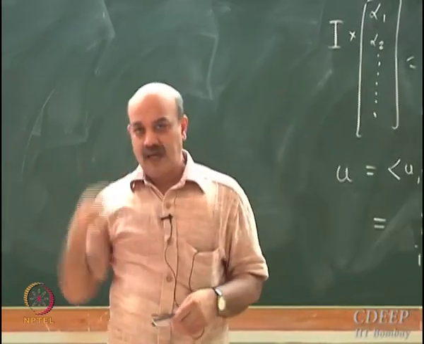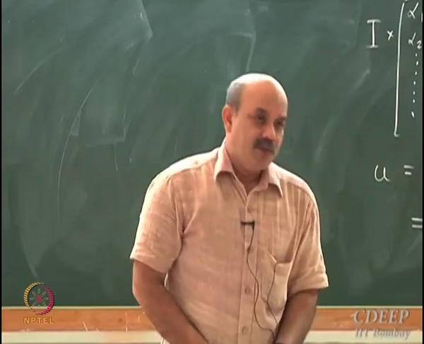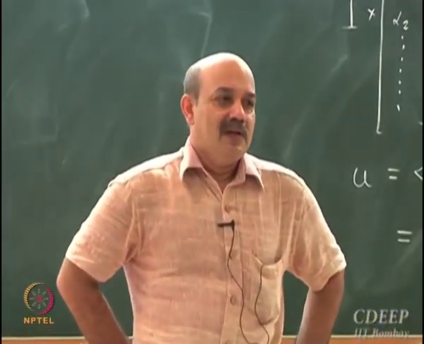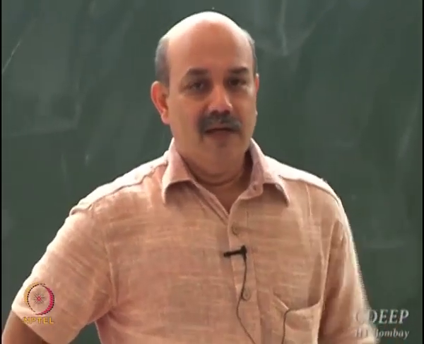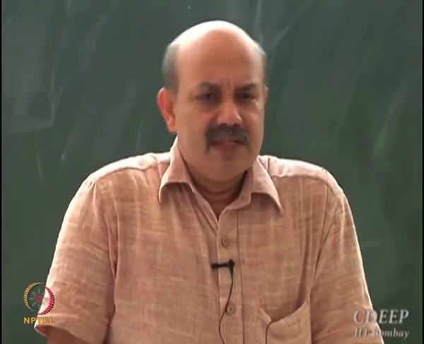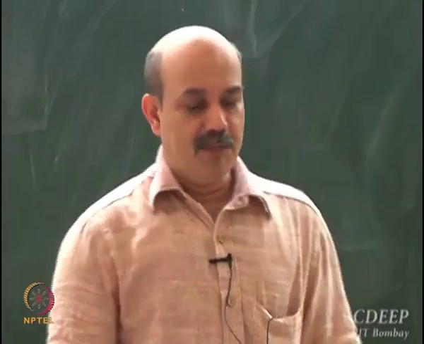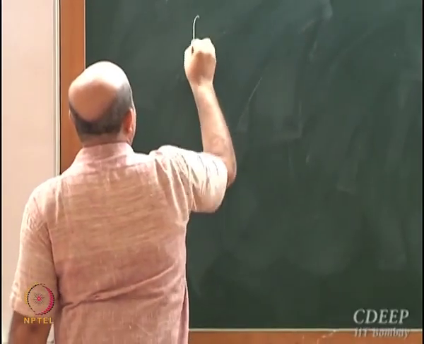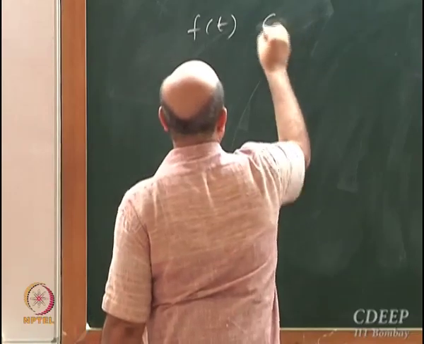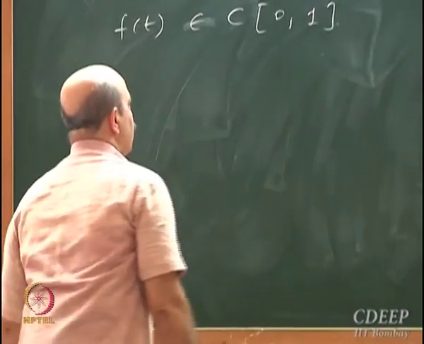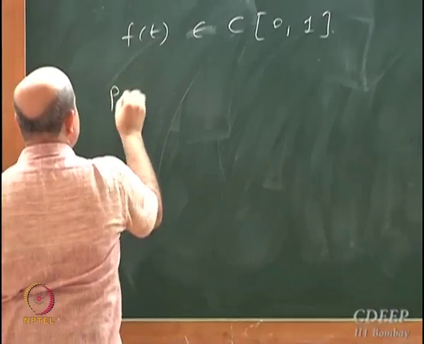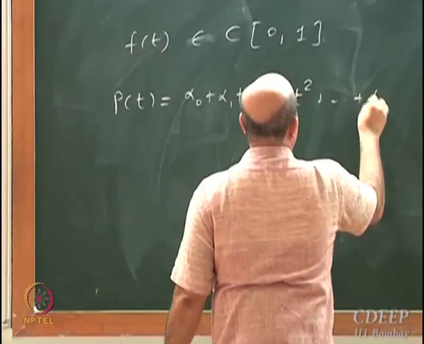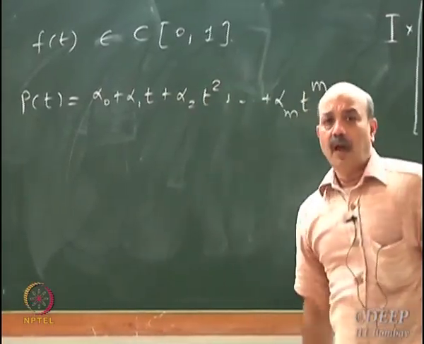Before we move on, I am still not coming to applications to boundary value problems or PDEs. But before I move on, I want to explain something very important. I have been telling you that high dimensional polynomial interpolation is a problem. The same thing is true about polynomial approximations, even if you have a large data set. I have a function f(t) which belongs to the set of continuous functions over 0 to 1, and I want to develop an approximation p(t), which is alpha 0 plus alpha 1 t plus alpha 2 t squared up to alpha m t to the power m. I want to develop this approximation.